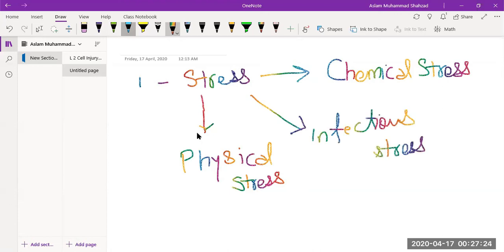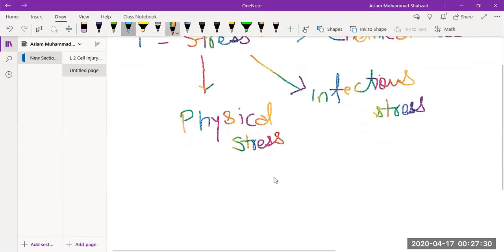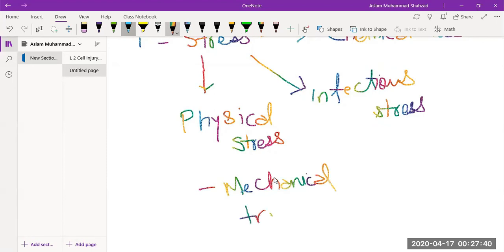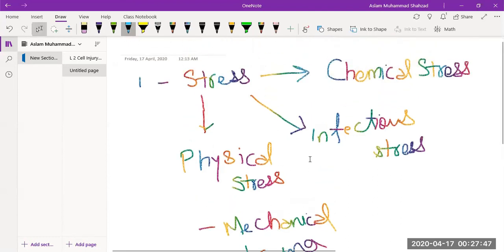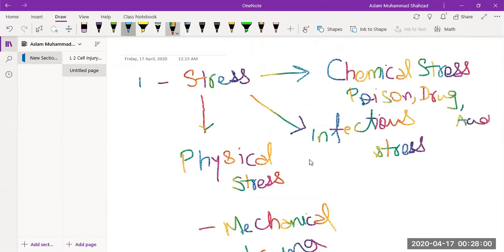Let's give some examples of all of these stresses. When we talk about physical stress, we usually talk about mechanical trauma. When we talk about chemical stress, it could be caused by poison, drug, acid, or alkali. When we talk about infectious stress, we're talking about infections caused by bacteria or viruses.